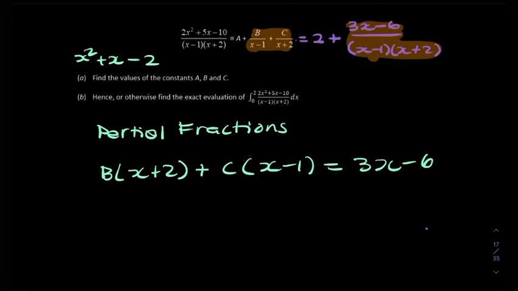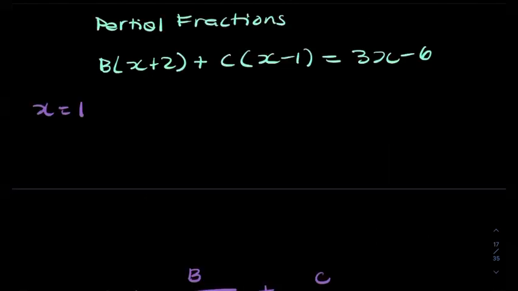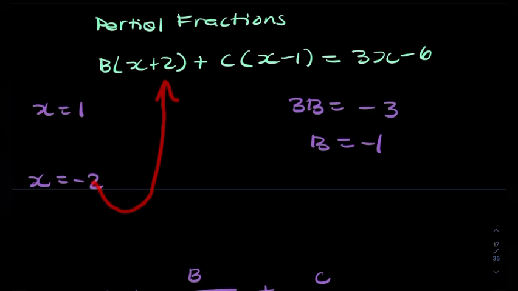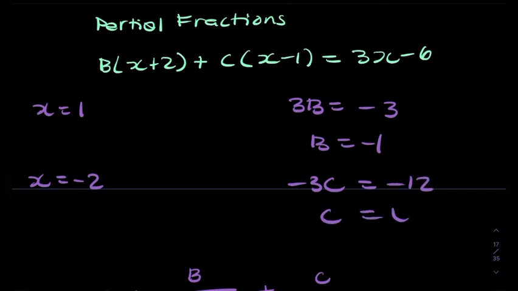So to make that 0, I'd say x equals 1. Then substitute 1 here. And so if you substitute 1 here, here, and here, you get 3b, that is 0, equals minus 3. So b equals minus 1. And if you set that to 0, we'll have x equals minus 2. And substitute that there, there, and there. You'll get minus 3c equals minus 12. So c equals 4.